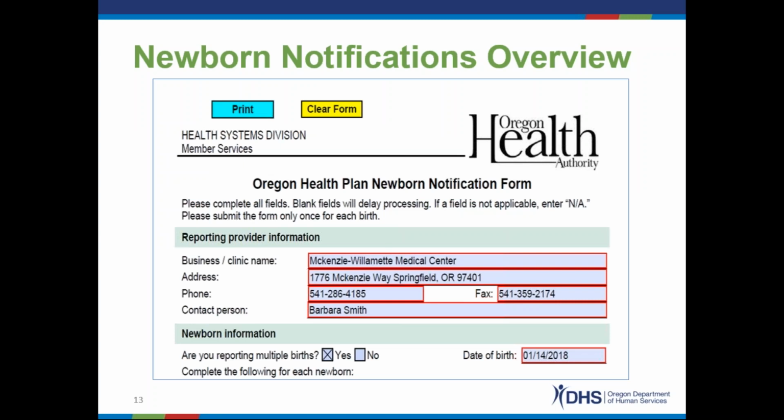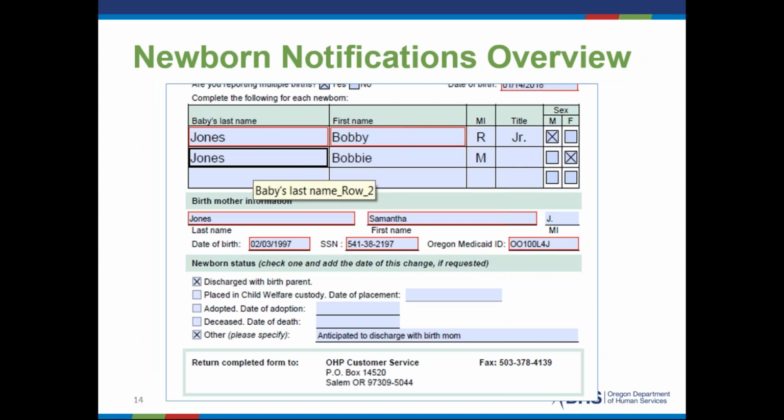So on the newborn notification form, you want to provide the provider information there at the top: business or clinic name, address, phone number, fax number, contact person. To have this section completely filled out is very important, and we'll talk about why in just a little bit. We need to know if you're reporting multiple births, the date of birth, and then complete the following sections for each newborn. So in this example, we have a set of twins, Bobby and Bobby, to keep things super simple.